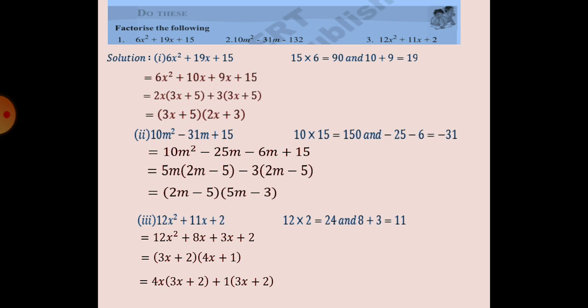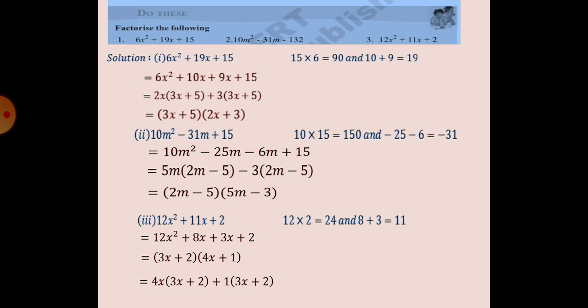Please do this: 10m square minus 31m plus 15. Again, the coefficient of m square is not a perfect square. 15 also is not a perfect square. So you cannot apply any identity. Again, we will multiply the coefficient of m square with 15. When the coefficient of m square, 10, is multiplied by the constant term 15, we get 150.